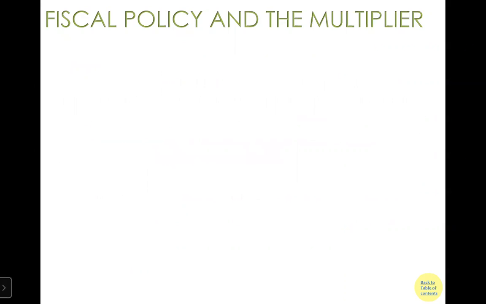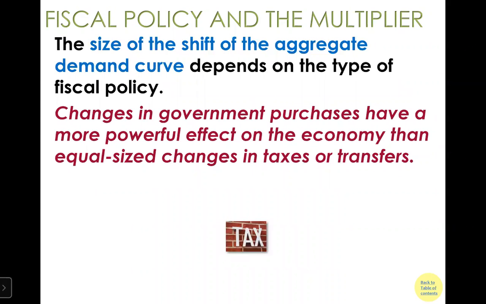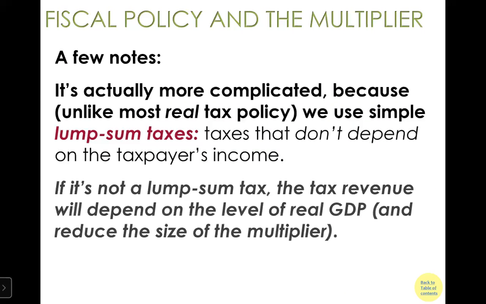Okay, so let me summarize here. The size of the shift of the aggregate demand curve depends on the type of fiscal policy. A change in government purchases has a more powerful effect on the economy than an equal-size change in taxes or transfers. But there are a few notes.